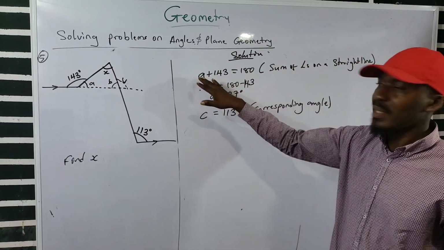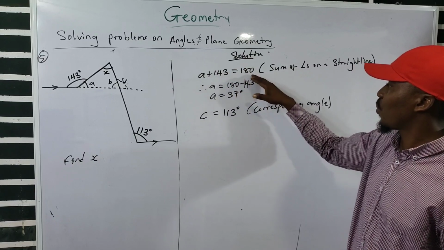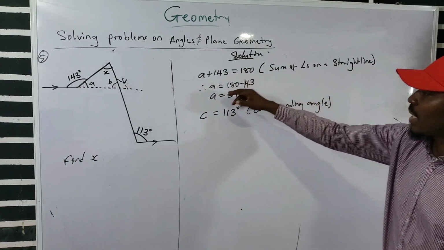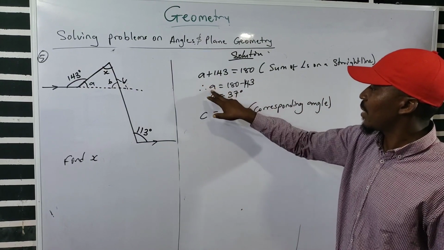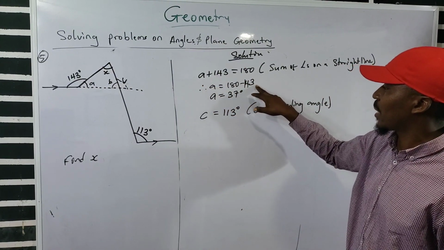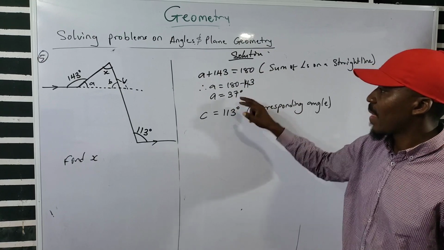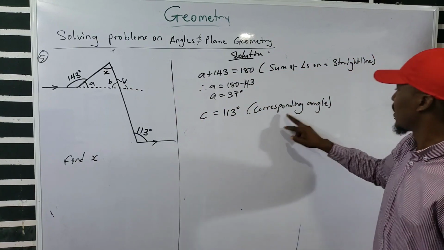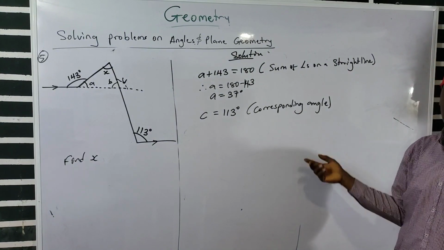So we have that A plus 143 equals 180, sum of angles on a straight line. So with that, we can solve for our A. A equals 180 minus 143, so that will give us 37. Now coming to C, C equals 113. What's our reason? Corresponding angles are equal.